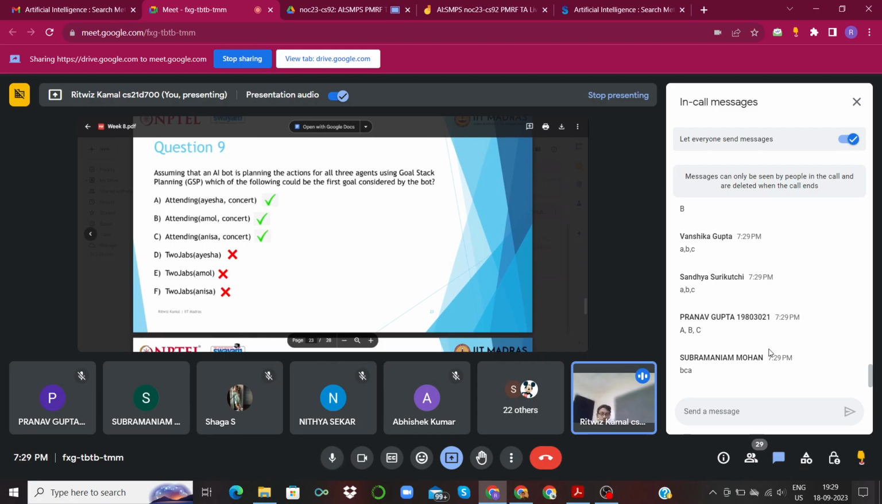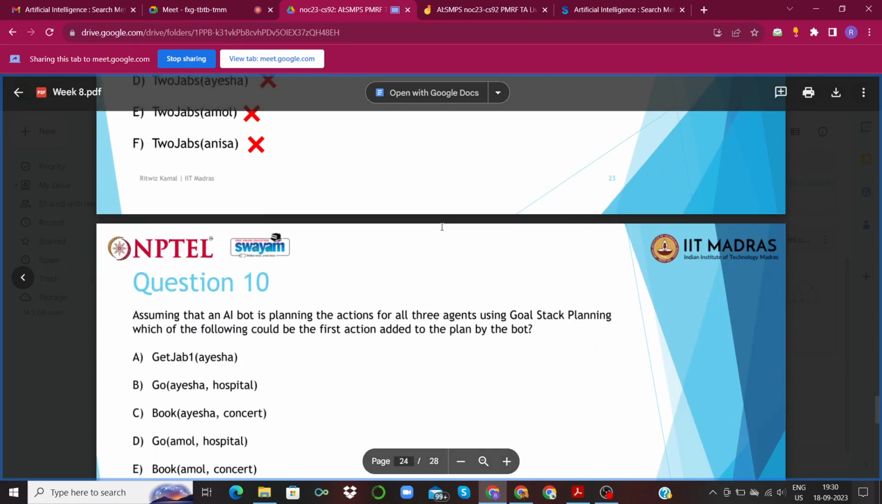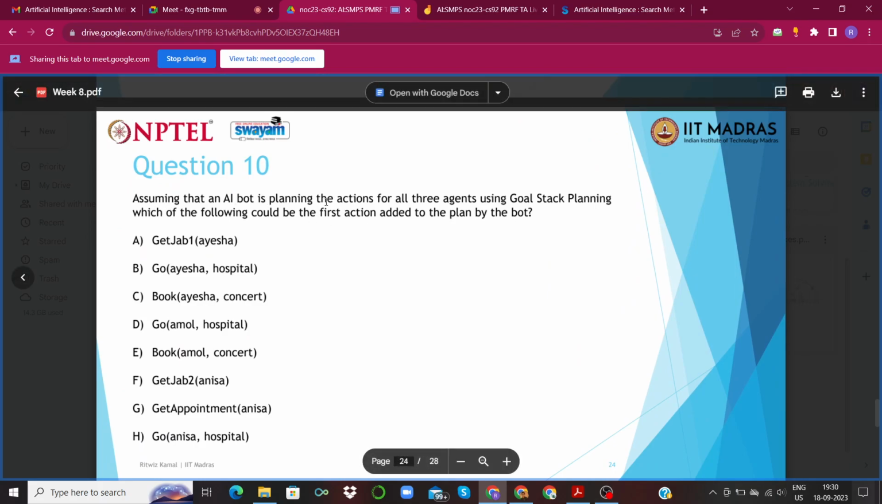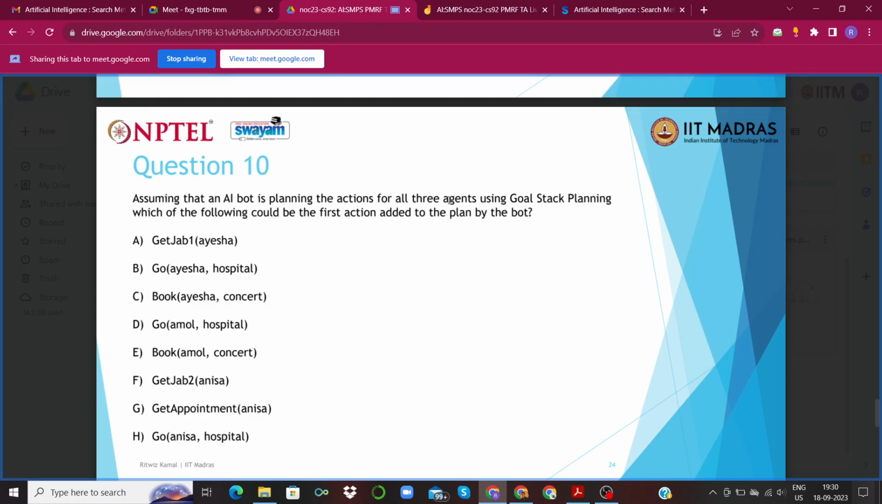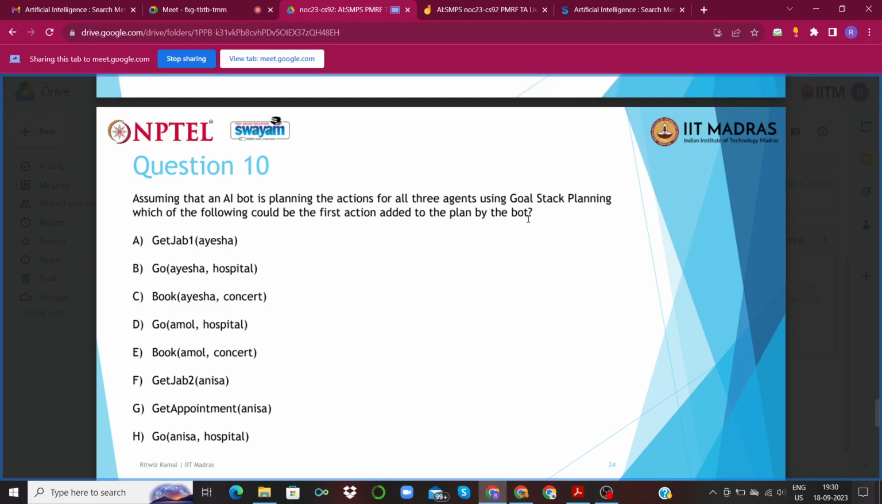All right. Any doubts about this solution? Okay, that's great. So now let's move on. There's one more question about goal stack planning. Assuming that the AI bot is planning for the actions for all three agents using goal stack planning, which of the following could be the first action added to the plan by the bot?